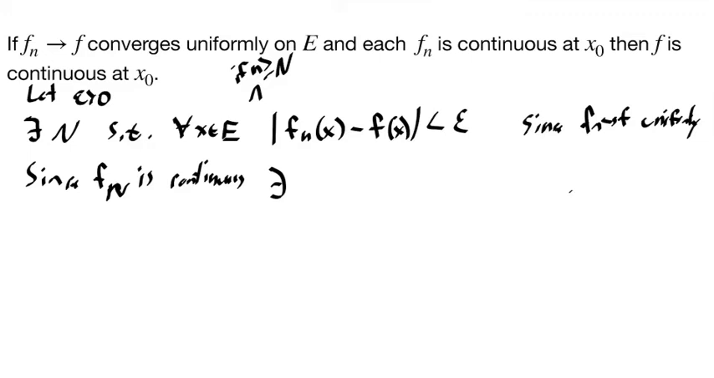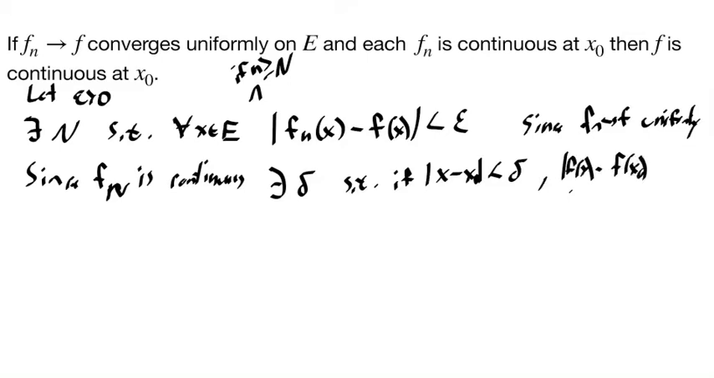There exists some delta such that if x minus x naught is less than delta, then f of x minus f of x naught is less than, and once again we'll do epsilon over 3. Oh, I forgot to put the divided by 3. I think I said it. Since it's continuous at x naught. Okay, so since f capital N of x naught, these should be capital N's here. Okay, so now we're ready to finish our proof.